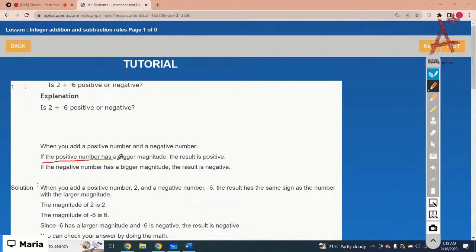If the greater number is positive, the answer must be positive. If the greater number is negative, the answer must be negative. Now for this one, 2 and minus 6. 6 is greater, got it? And 6 has a negative sign, so the answer must be negative. Just look at which number is greater. Magnitude means the greater number or the smaller number. So 6 is greater, 6 has a negative sign, so the answer must be negative. Got it?